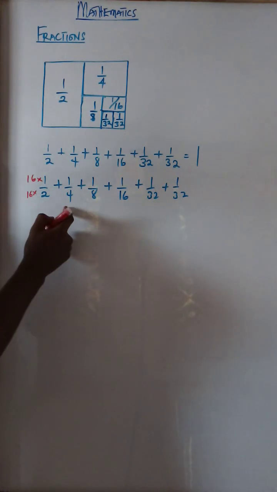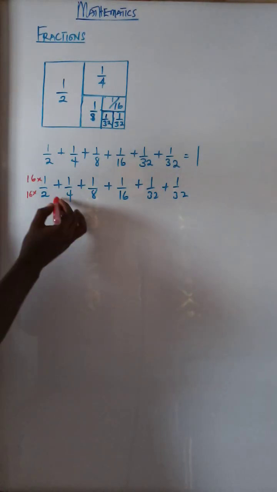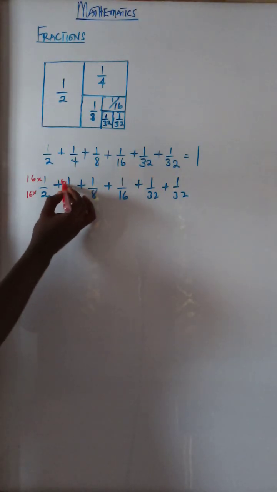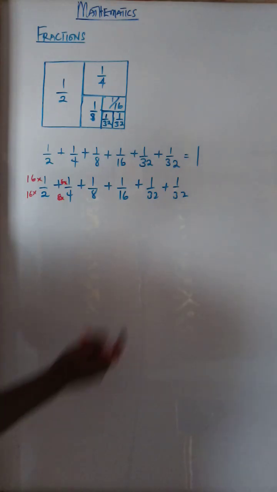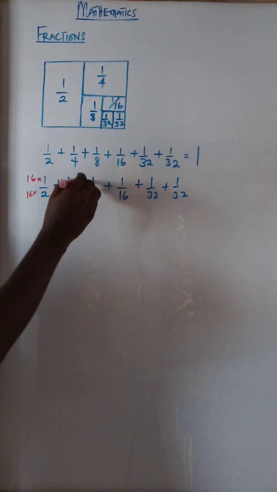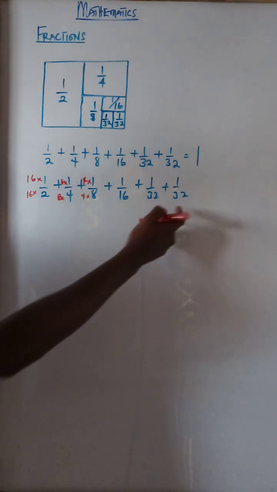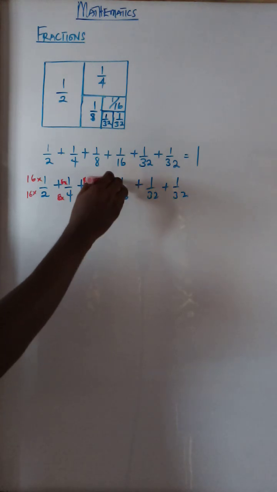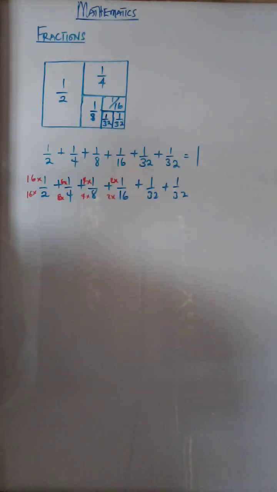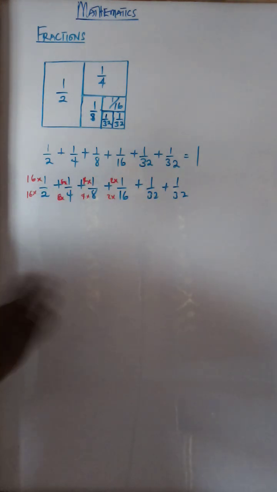So 32 over 4 will give us what? So I multiply by 8, by 8. 32 over 8 should be 4. Multiply by 4, multiply by 4. 32 over 16 is 2. Multiply by 2, multiply by 2. Since we multiply the numerator and the denominator with the same number, we are not changing anything.